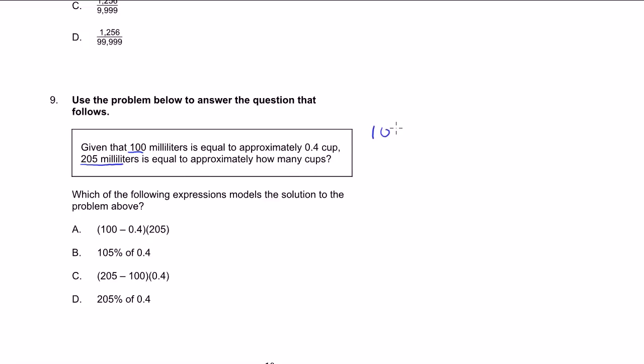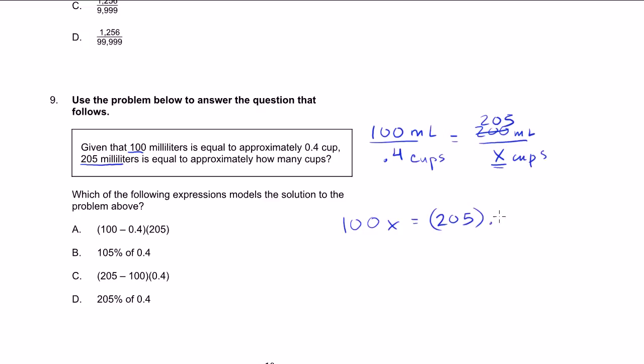We could say 100 milliliters is to 0.4 cups as 200 milliliters, I'll write the cups here, is to how many cups, just like that. And so we just have to solve for x. To solve for x, we can essentially cross multiply, which is essentially just multiplying both sides of the equation by both denominators. So we get 100 times x is equal to 200 times 0.4, well, it's not 200, it's 205 to be exact. 205 times 0.4.